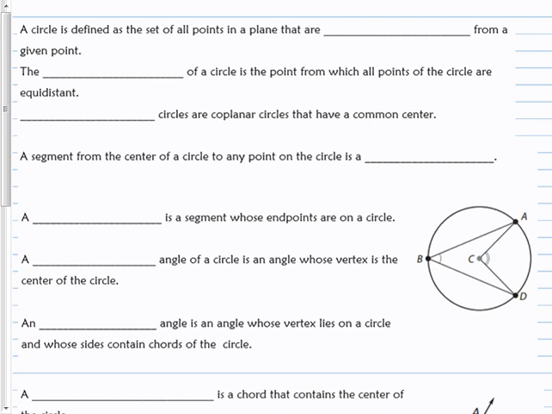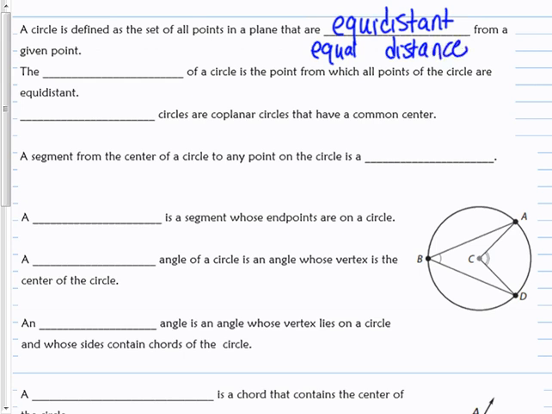This lesson is very heavy in vocabulary, so I'm going to have you write down the vocabulary words. We'll do some practice with them next class, and then do some more practice with measuring. So, first of all, a circle is defined as the set of all points in a plane that are equidistant from a given point. And if you look closely at that word, you'll see the words equal distance.